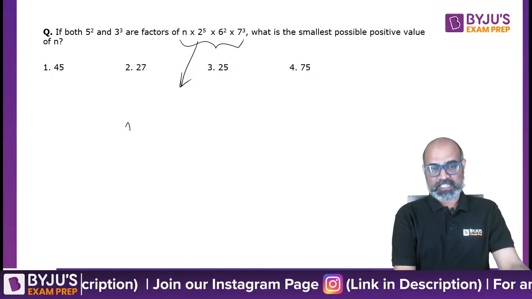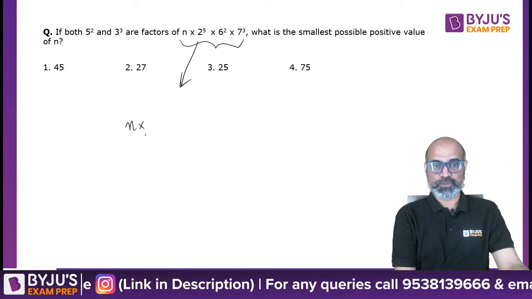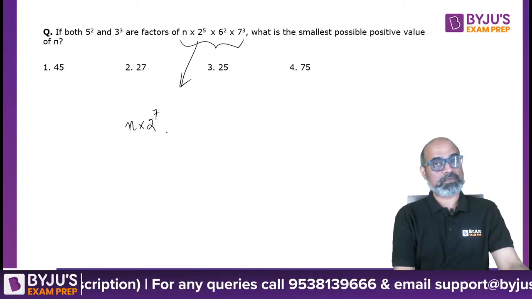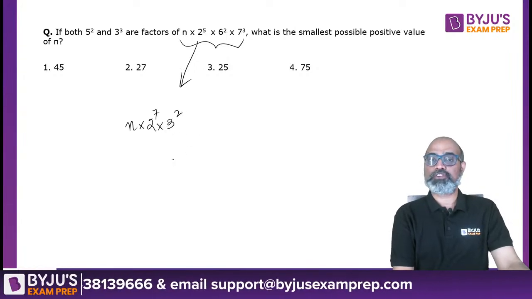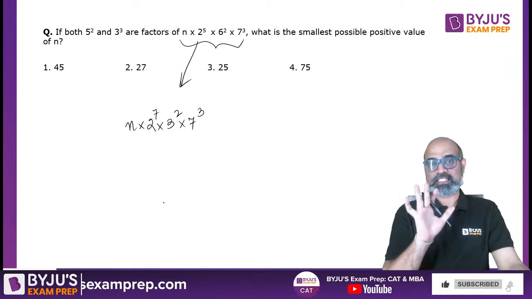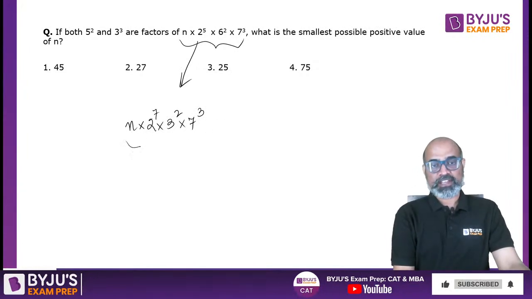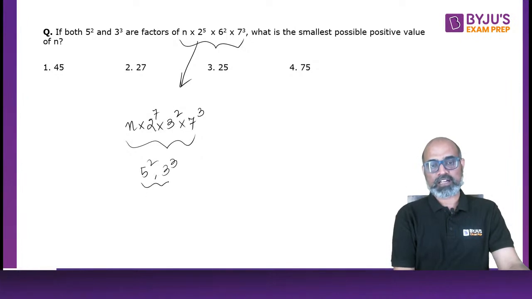So can we write this as n into 6 contains one 2, so 6 square will have two 2's, which will make 2 the power of 7. We will have two 3's now, that will come from 6 square, and then we will have a 7 cube as well. So this is the value that we have. Now it's given that 5 square and 3 cube are both factors of the given number.